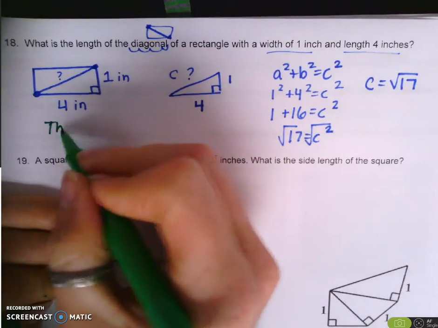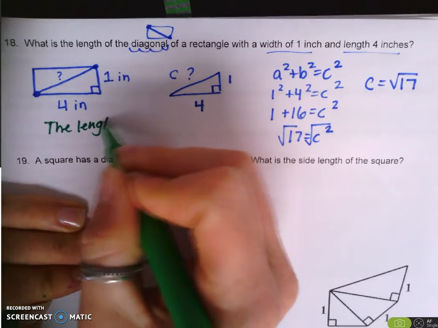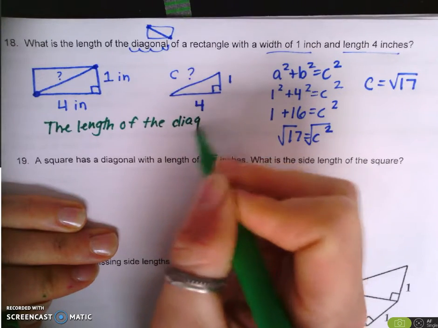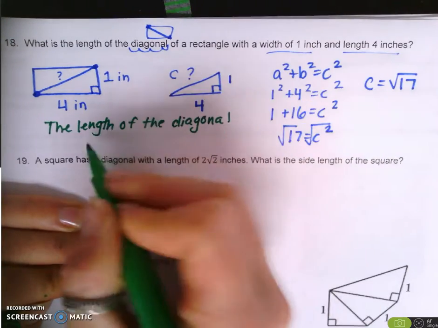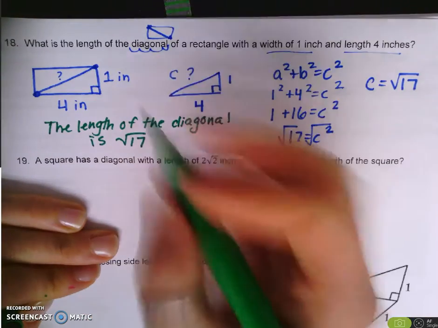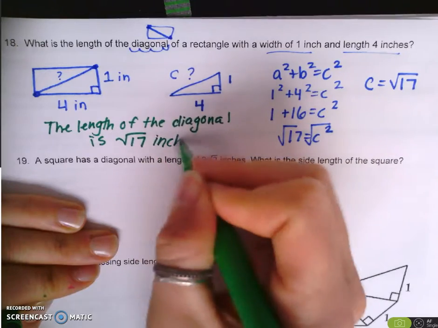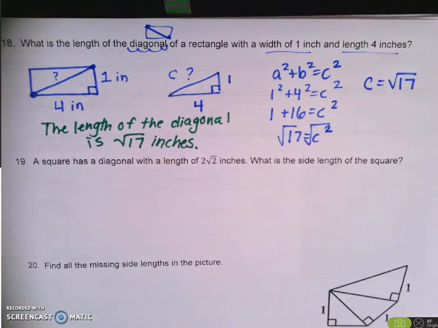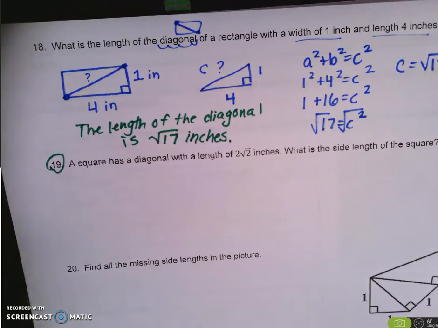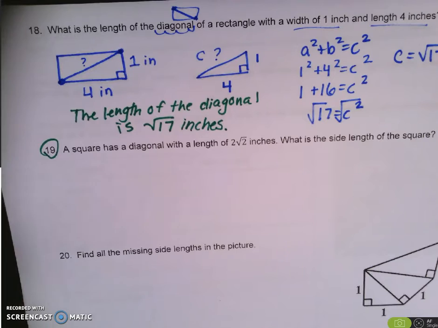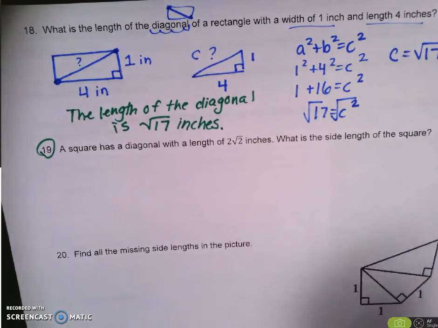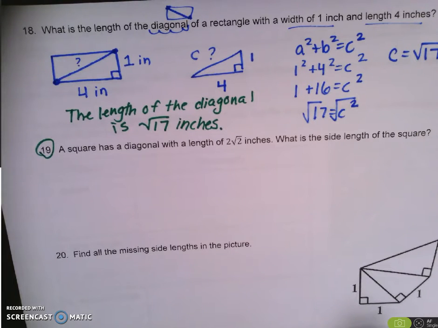So the length of the diagonal, always great to write a sentence if you can, is radical 17. What's the units? Inches. Awesome. See if you can do 19 with your group. I'm going to give you 3 minutes to finish 19. If you finish 19, feel free to move ahead. Pause the video now and give them 3 minutes.